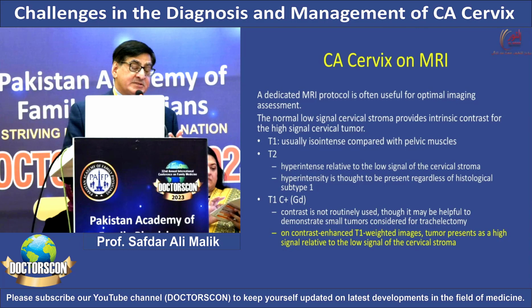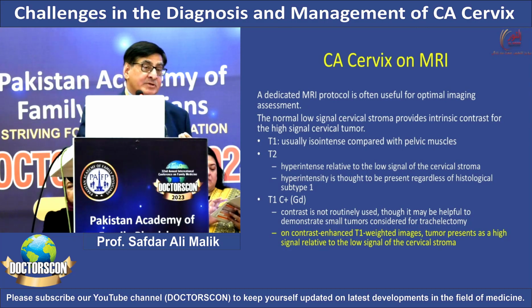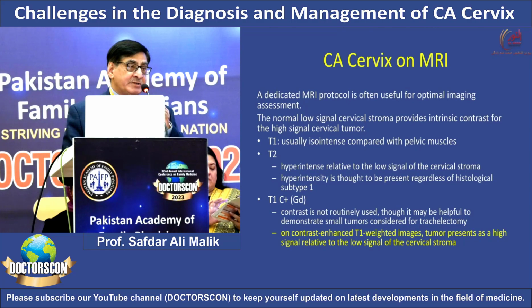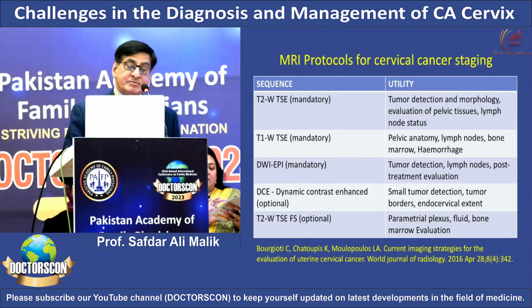What about MR? There are multiple sequences which are very, very important. A dedicated MR protocol is often useful, and that is preferably done on 1.5 Tesla, not on a simple 0.3 open MRI, which has limitations, and the software may not be available in it. It's preferably on 1.5 where you can use these dedicated software, and normally you don't use contrast, but if there's any doubtful area, we use the contrast. T1 weighted images are carried out, showing high signal intensity relative to the surrounding normal tissues. These are the software which I carry out.